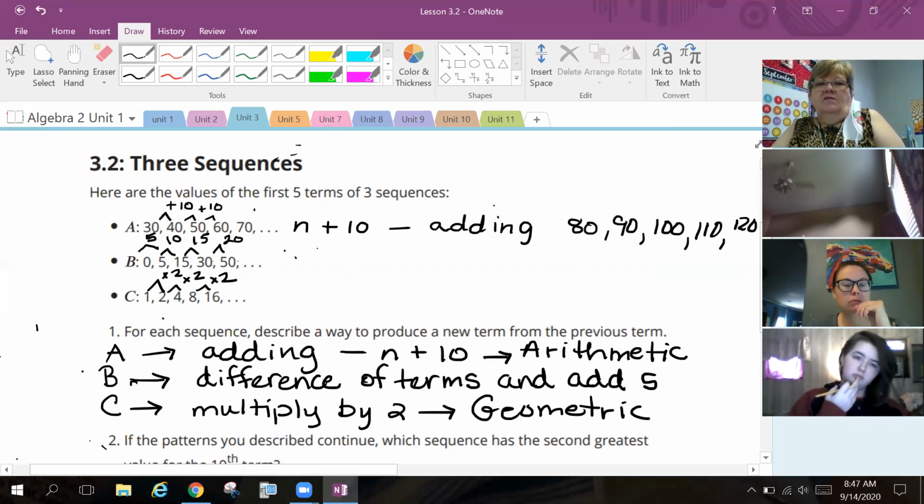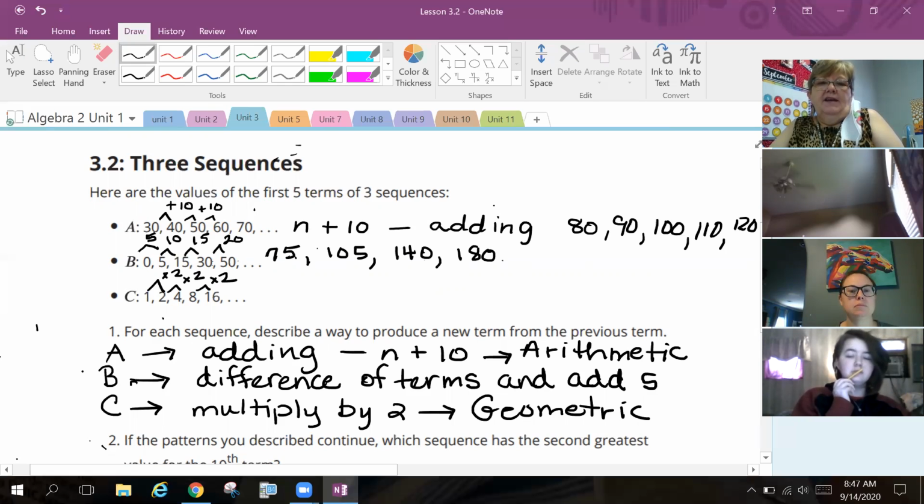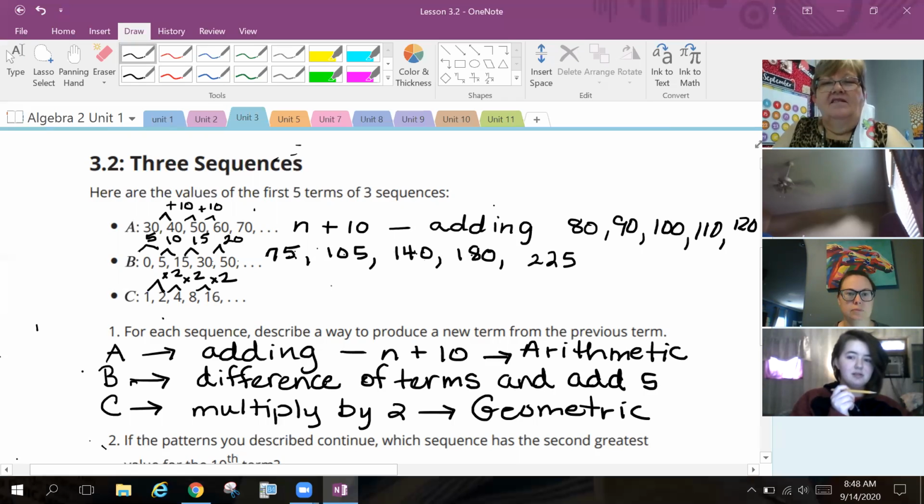Then if you did the B one, we're adding 25, so that would be 75, and 30 would be 105, 35 would be 140, 40 would be 180, and 45 would be 225. Is my math right? I didn't go that far.